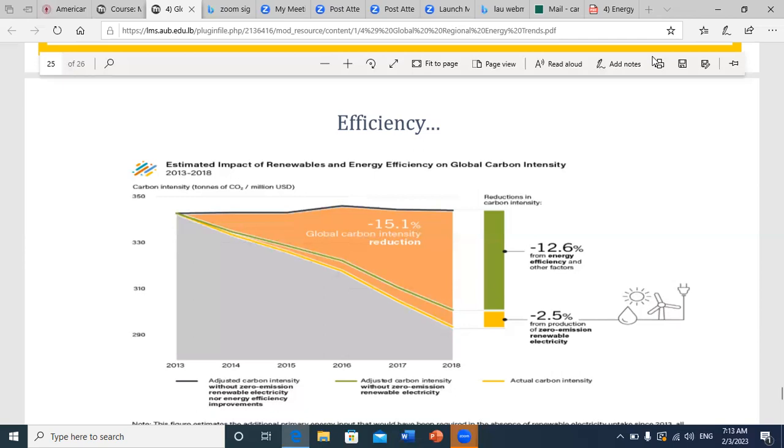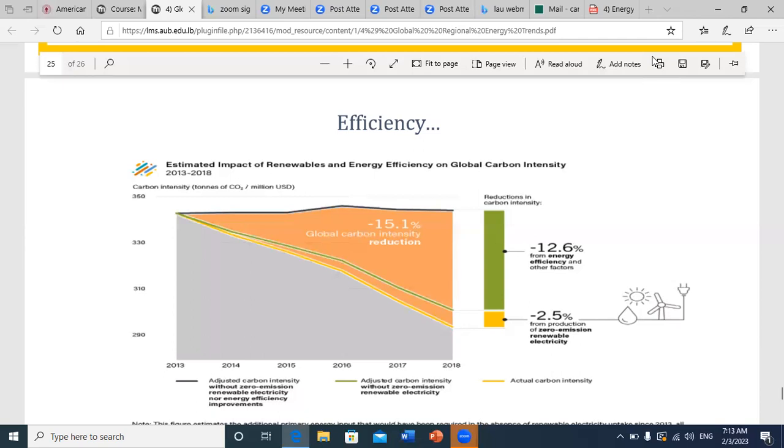So one of the main concerns whenever we tackle any engineering problem is to try to enhance the efficiency of the system, because this will lead to a lot of benefits on the energy consumption level, on the economical level, etc. So for example, we can see here the estimated impact of renewable and energy efficiency on global carbon intensity. We expect that the larger the energy efficiency of such system, the more reduction in global carbon intensity, because when you increase the efficiency of your system, you will make your project more economically viable, and this will encourage people to use your system.